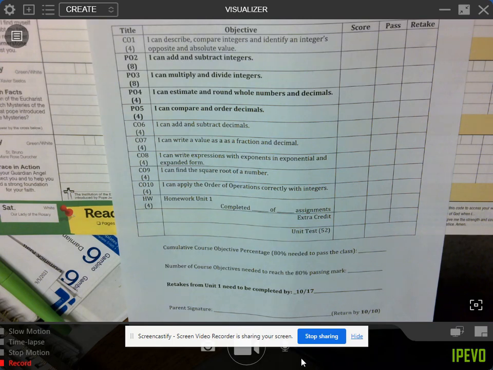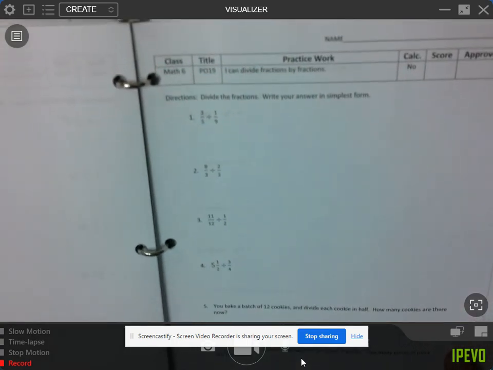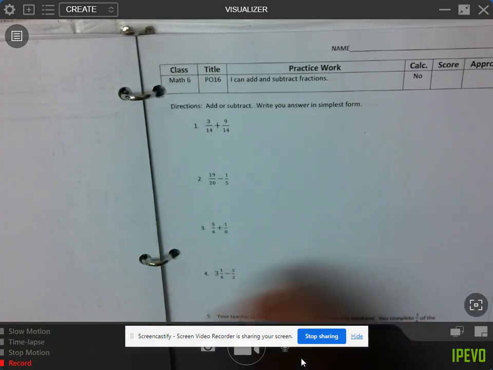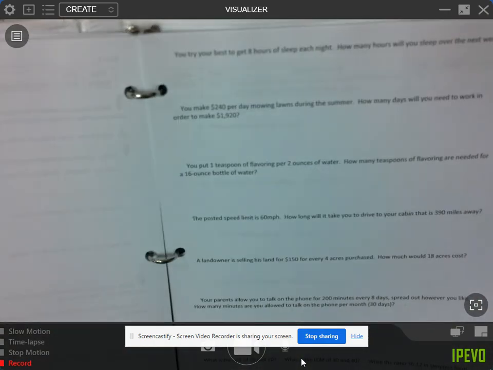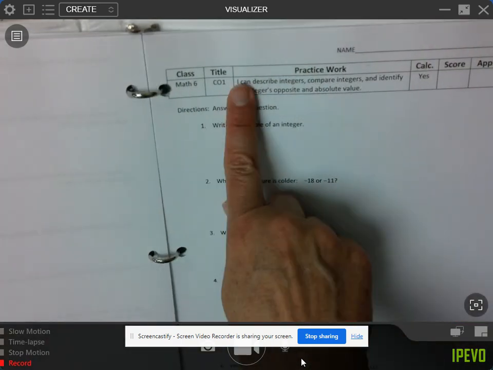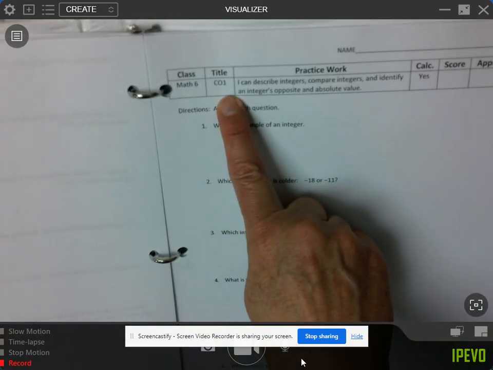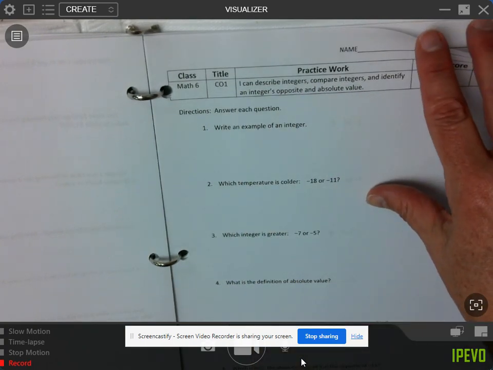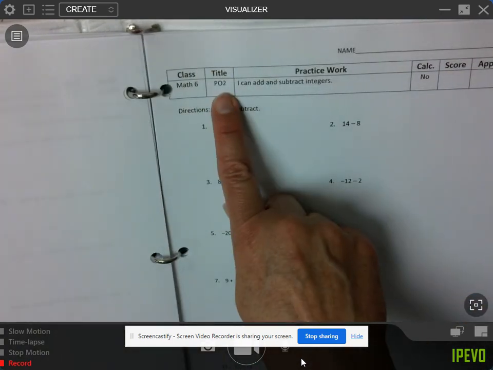So let me show an example. If we go to the very back of our binder, you will see they are in order at the back of the binder. So here I'm at PO19. It's practice work. So I know PO2 comes before that. Oh, I went too far. I'm going to come to where that very first practice work is. This is CO1. They go numerically. So after CO1 is PO2.